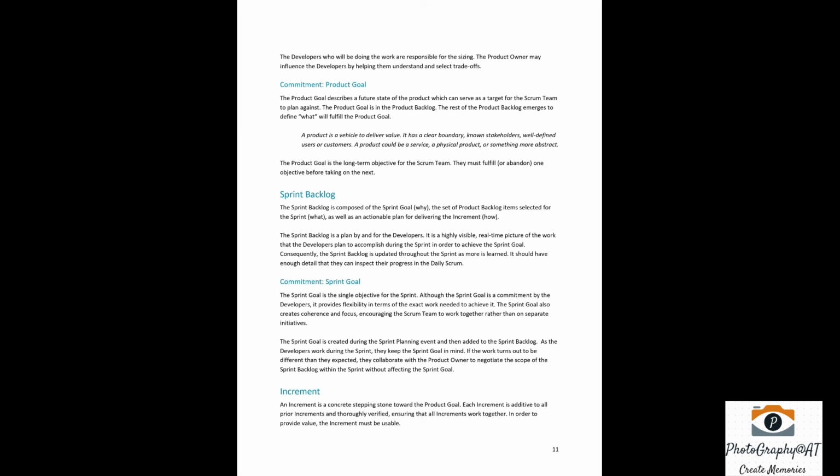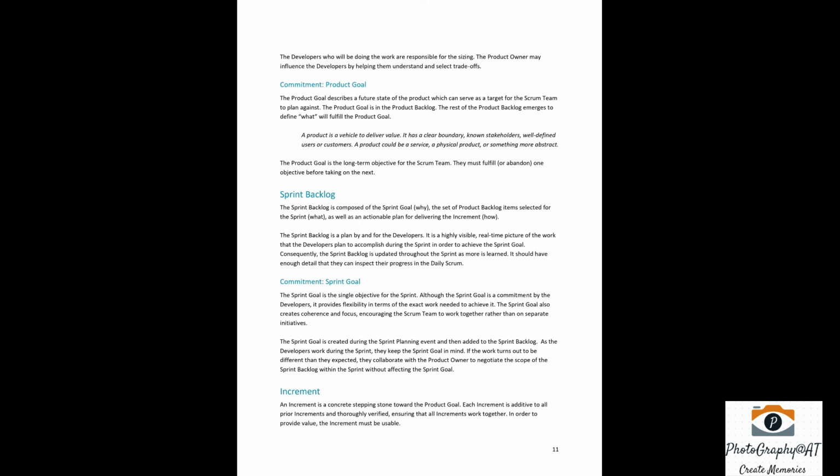A product could be a service, a physical product, or something more abstract. The product goal is the long-term objective for the Scrum team. They must fulfill, or abandon, one objective before taking on the next.